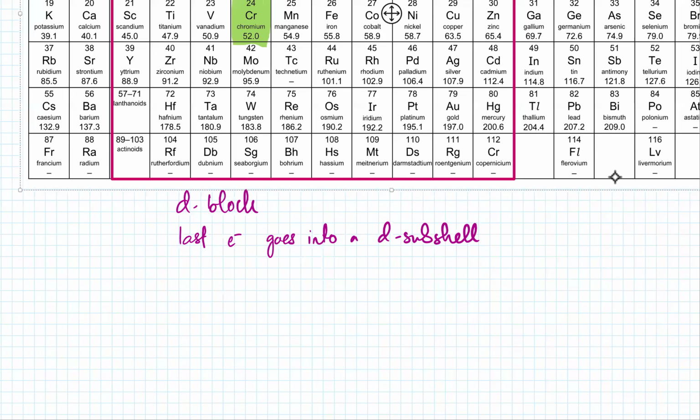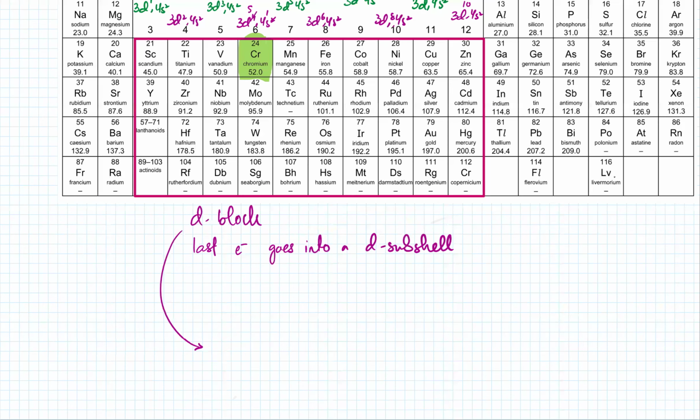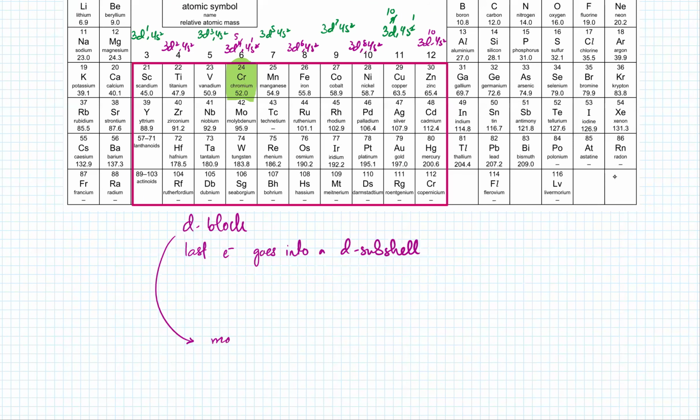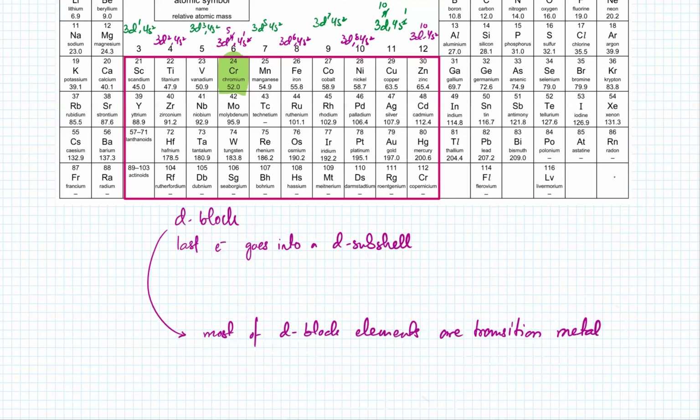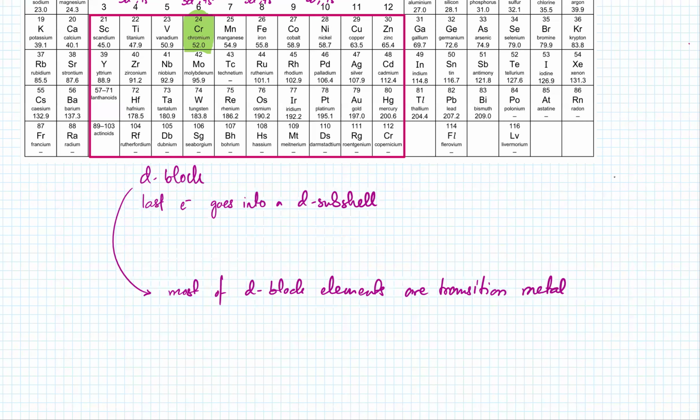So, your D block elements. Now, most of your D block is transition metals. So the question is, what is a transition metal then? Why do you classify some element as a transition metal? Around 80 to 90% of these elements are transition metals. Now, transition metal is a classification that's based on certain properties.